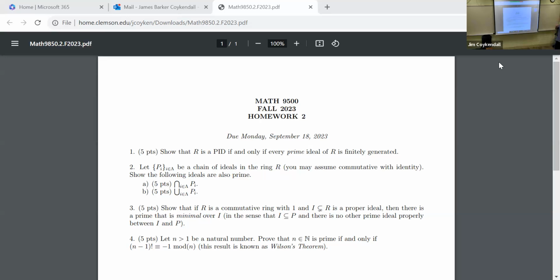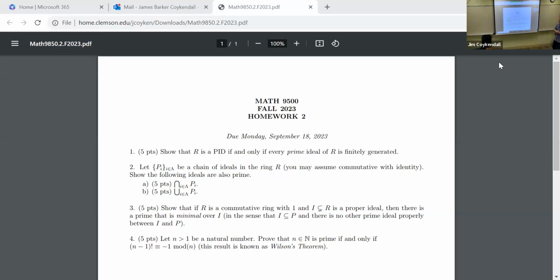Number three, this is another theorem we had in class. So 2 and 3 are kind of filling in some details here. Show that if R is a commutative ring with 1 and I is a proper ideal in R, then there is a prime P that is minimal over I, in the sense that I is in P and there's no other prime properly contained between I and P. This doesn't have to be unique, but there has to be at least one. This will come in handy, and you might have to use Zorn's lemma to extract a maximal chain of primes.